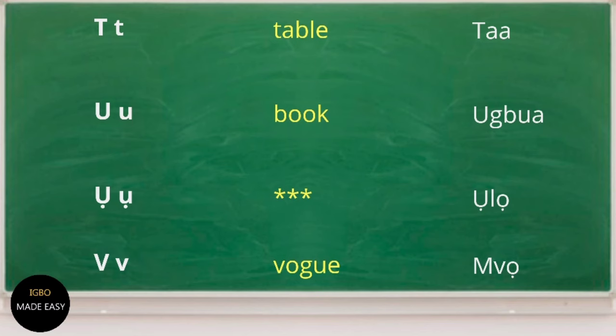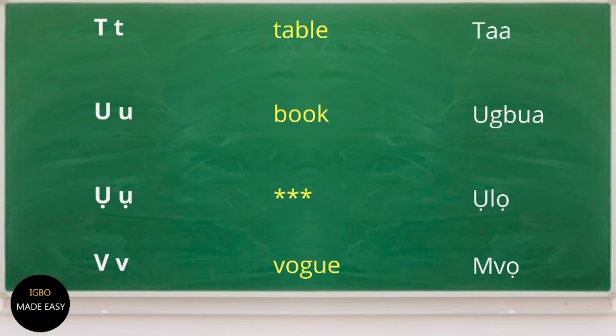U is just like the double O sound in book, or the double O sound in pool, or the U sound in pull, P-U-L-L. You see? So that English sound is what the u of Igbo sounds like, and it is a vowel, so you don't remove anything. The sound is what you get, like ubua, ua, and ubua. So ubua is now. The meaning of ubua is now.